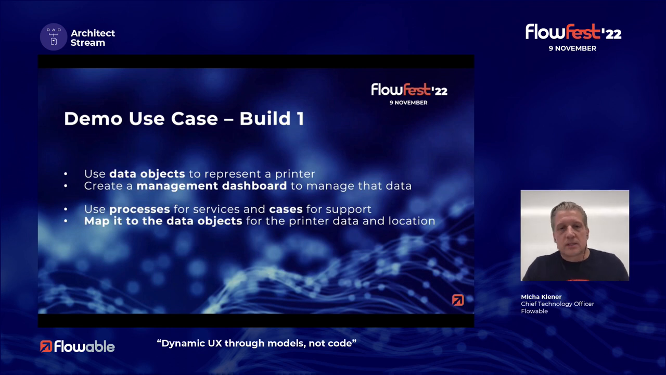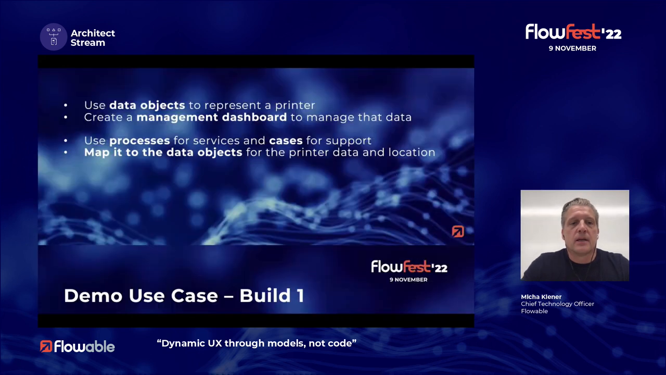So the first build that I came up with was, let's use data objects. I didn't call that before because it's kind of like a technical backend thing, handling data. And it's a great way to model and create data for your use cases. So I thought, hey, data objects are a good way to represent the printer. I could create a management dashboard to manage that data, adding printers, having a look at the different locations and printers they're attached to. And of course, I could use processes and maybe even cases, depending on the support case, to support them, right? Then the case could actually map back to the printer data object.